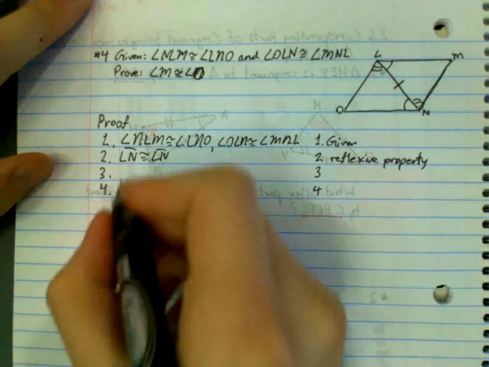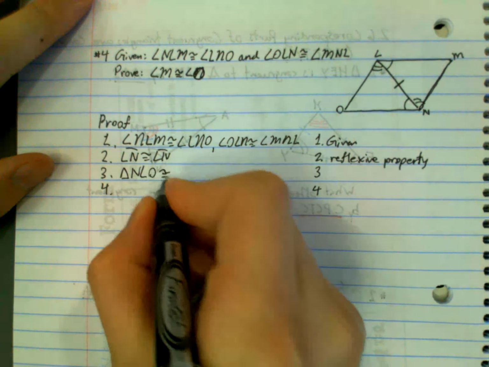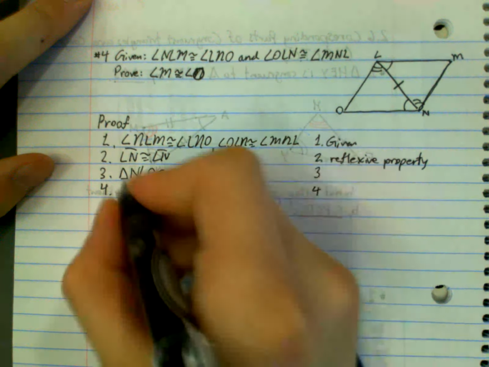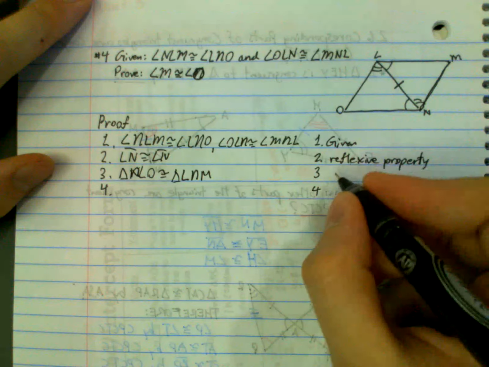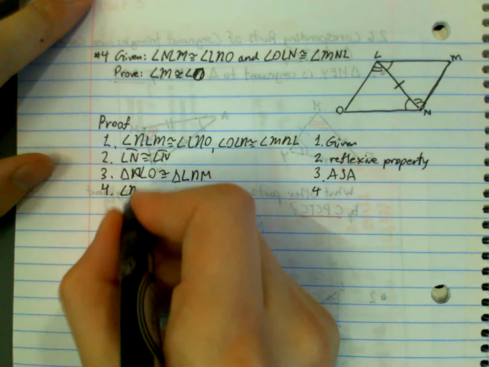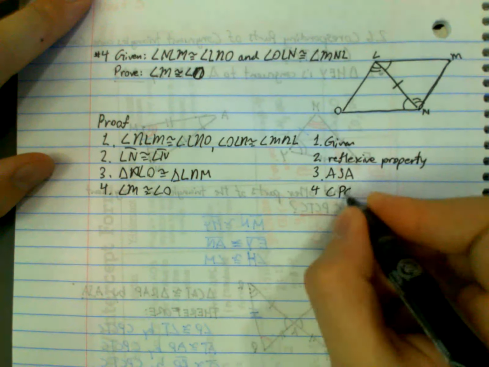Okay. Which means that triangle NLO is congruent to triangle LNM by angle side angle. Thus, angle M is indeed congruent to angle O by CPCTC.